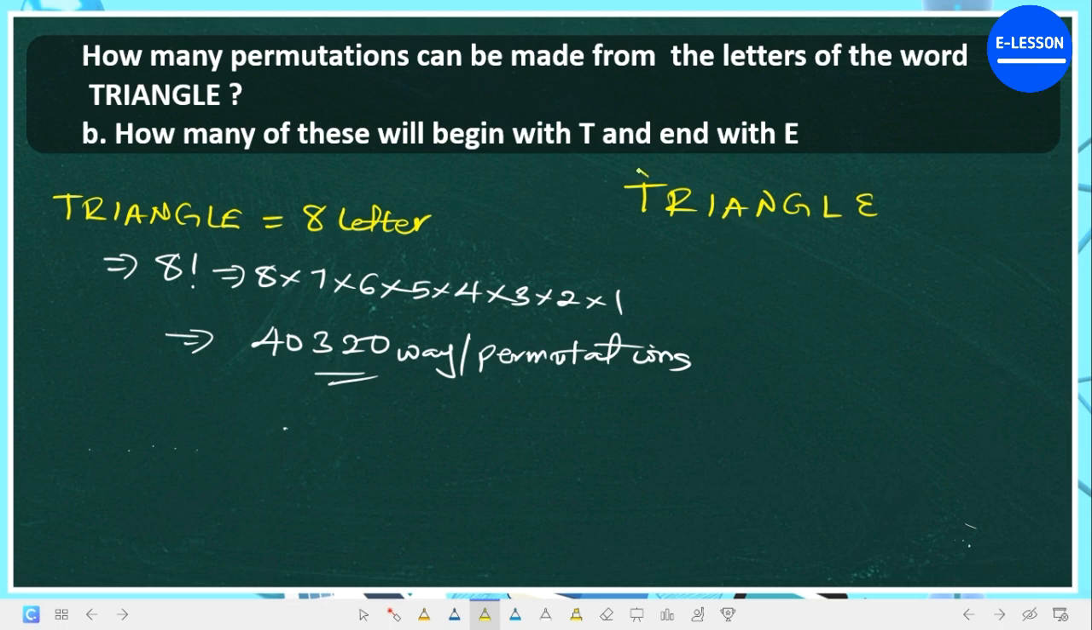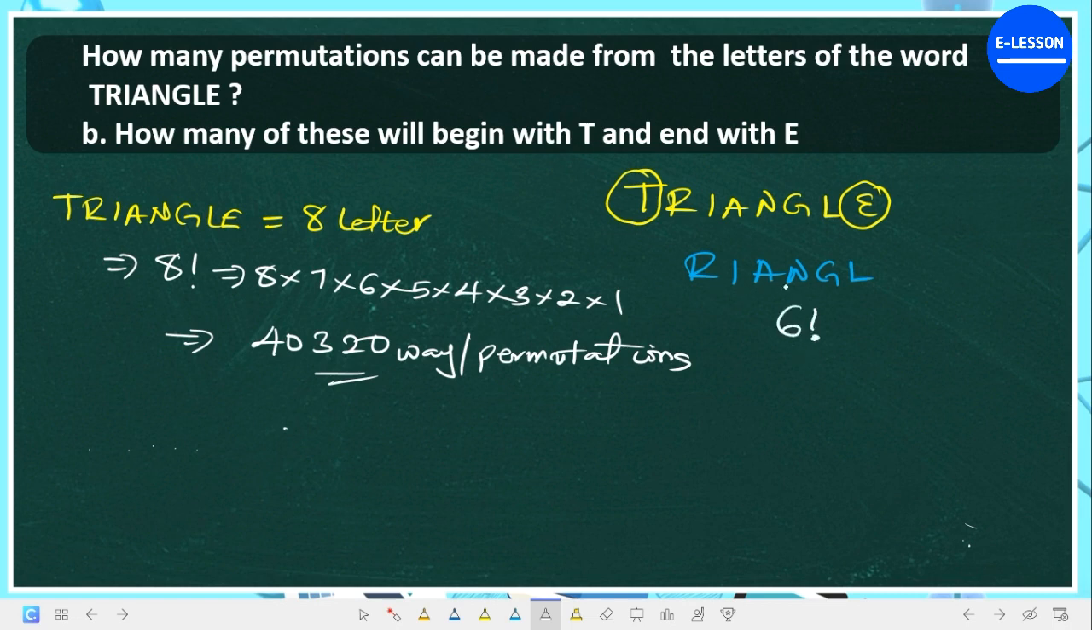So in that case, T and E, which they said the word must start and end with, those ones will not be arranged because they already have their positions. So the only thing that will be arranged is what is in the middle, and those ones are R, I, A, N, G, L. And how many are they? They are 1, 2, 3, 4, 5, 6. So we'll count them as 6 factorial.